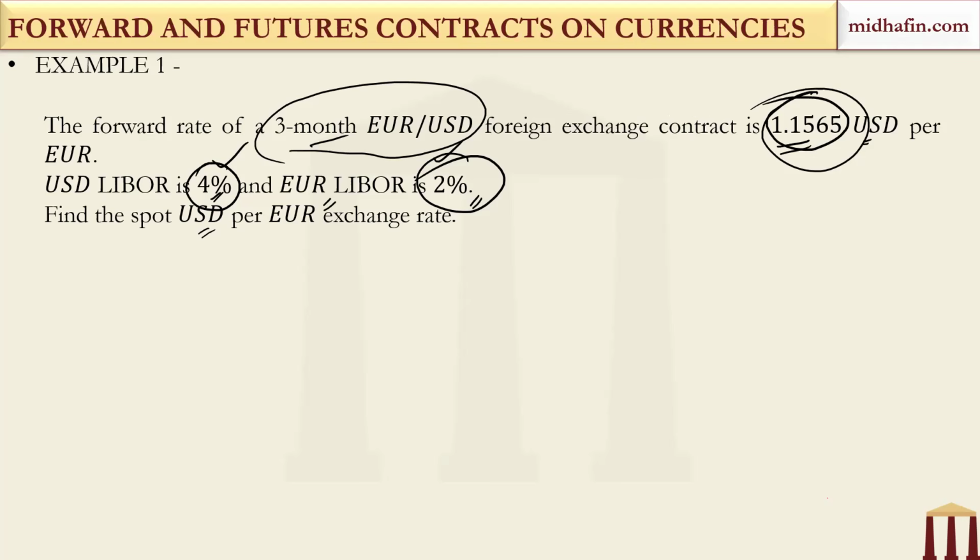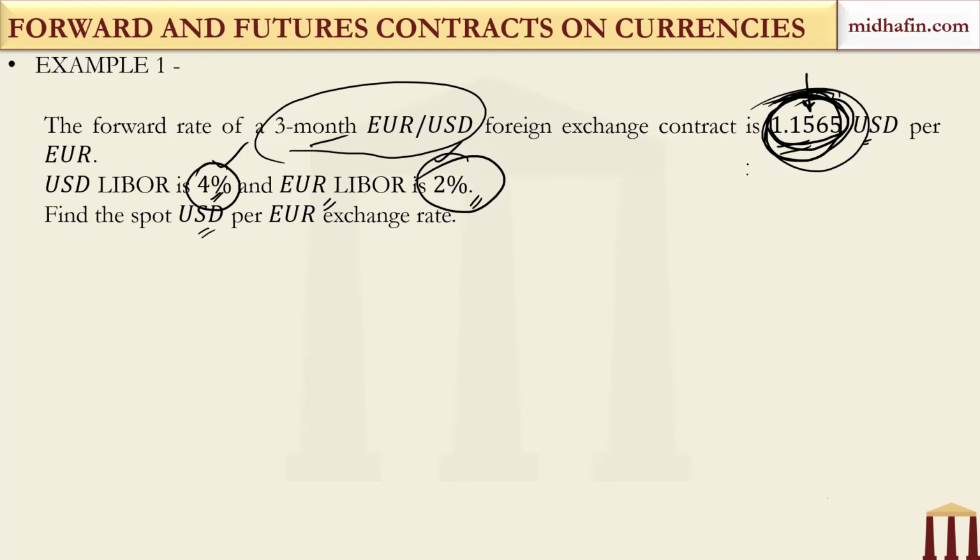In the future, of course, Euro is expected to appreciate. But if you compare it with today, will it be more than 1.1565 or less than 1.1565? Very good. If this was the spot, then you would say, after 3 months, it will be more than 1.1565 because Euro has to appreciate. But this is already the future. This is already the data for the future. A forward exchange rate is the expected price in the future.